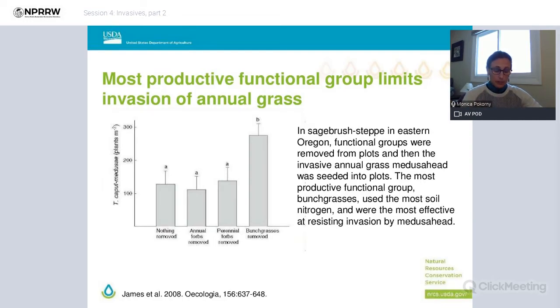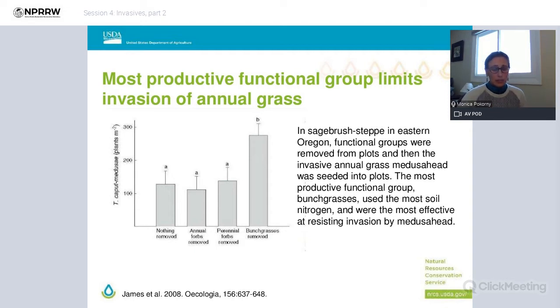In a similar study to this in Eastern Oregon, it was another removal study where they removed either nothing, annual forbs, perennial forbs, or all of the bunch grasses. And then in this system, seeded in Medusa head, which is an annual invasive grass. And also as part of this study, we looked at how different functional groups were utilizing resources.